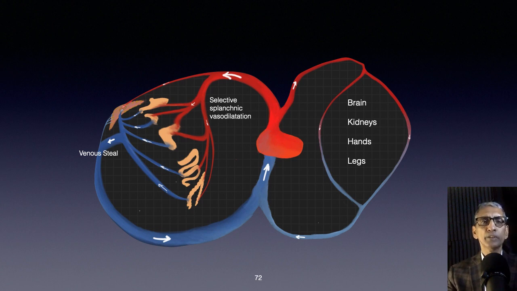I'll continue with the hepatorenal syndrome in my next lecture, because it's a lengthy topic. I'll try to stop here and continue in my next session.